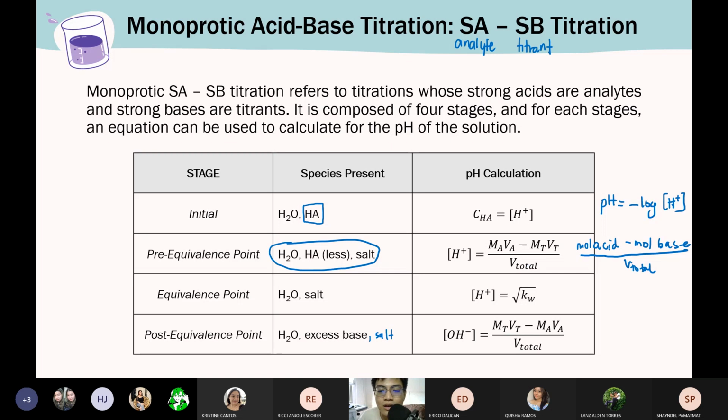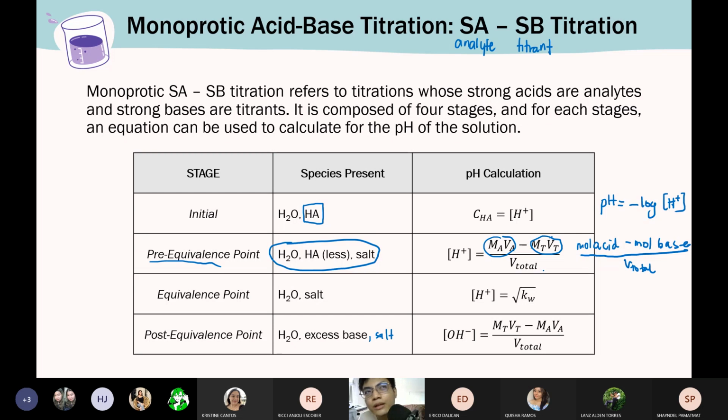Instead, what you can do is to get the moles muna. So, the MAVA is the molarity of your acid times the volume of your acid. And then yung MTVT mo, this is your titrant. So, that's the mole of the base. So, isusubtract mo yung dinagdag mong base doon sa acid mo. Kasi nga, pre-equivalence ka na, no? Nagdadagdag ka na ng titrant base. Kaya, ganito yung equation. You subtract how much base you added from the acid that you have, and you divide it by the volume total.